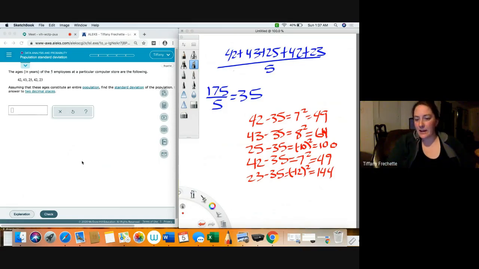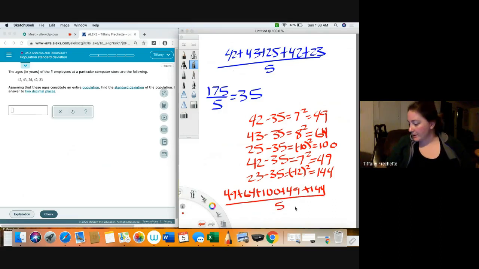All right, so I have 5 new numbers here. So I want to add 49, 64, 100, 49 and 144. We are going to divide all this by 5 again. So we get 49 plus 64 plus 100 plus 49 plus 144.